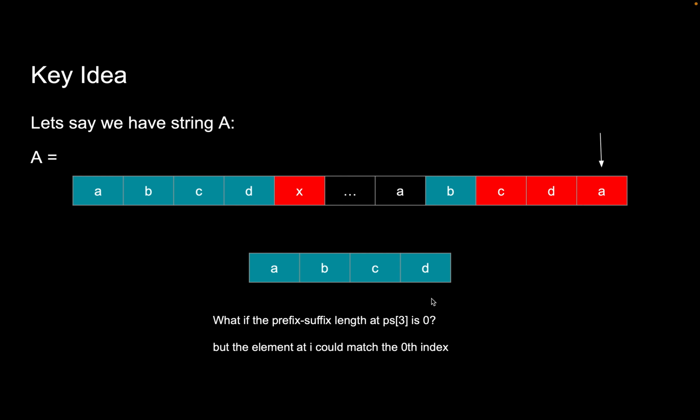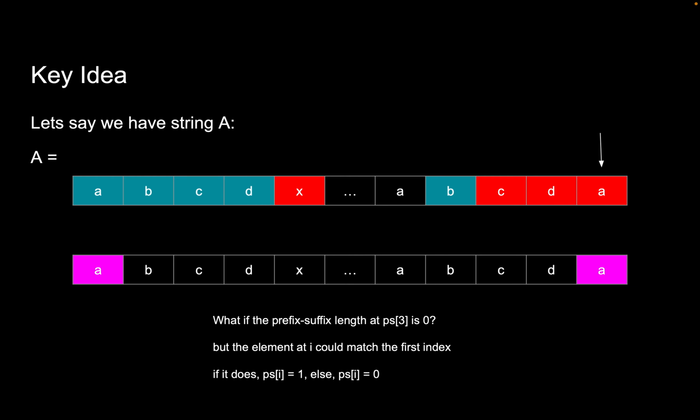But it is possible that the element that we are looking at right now, which is I, could match the 0th index. And in this case, you see that we have A at the very beginning of the array, and we have an A at the very end, which is our current pointer, and the A's are equal. So we know for sure the prefix suffix at this point is going to be 1, as the prefix is A and the suffix is A. That's the longest common prefix suffix that we have found. This is a visual example of how that works. You can see here only the A's are highlighted, and that's a common prefix suffix.